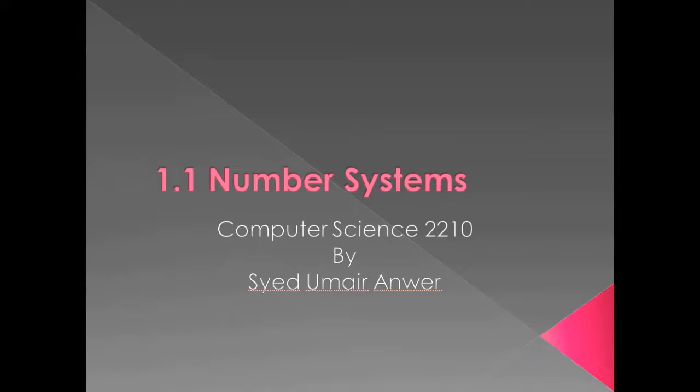So we were discussing number systems, and in the previous lecture we discussed three types of number systems: binary, denary and hexadecimal, or binary, decimal and hexadecimal, and we saw how to convert between these.